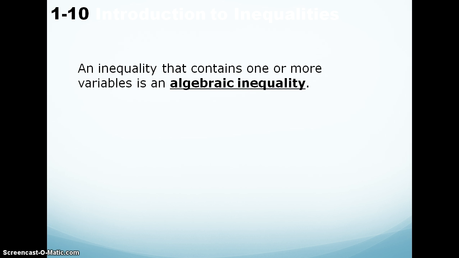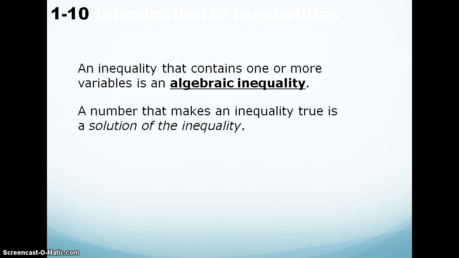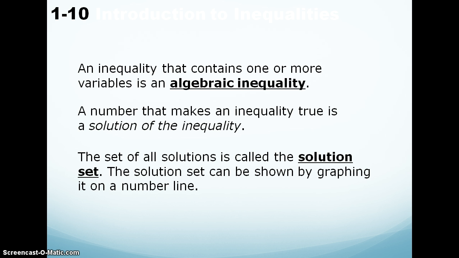An inequality that contains one or more variables is an algebraic inequality. And a number that makes an inequality true is a solution of the inequality. What's different about inequalities versus equations: in equations you have one number that is the answer. For inequalities, it's a set of numbers. So we call that set the solution set. We can show that by graphing it on a number line.